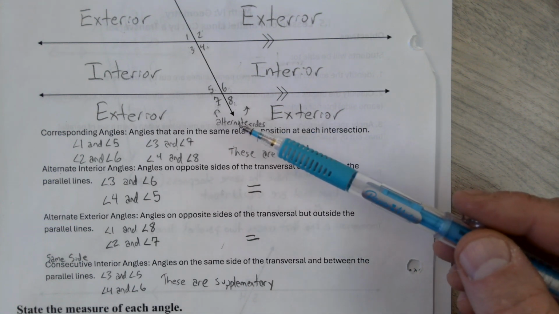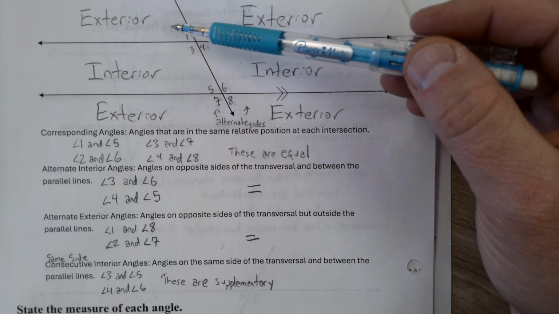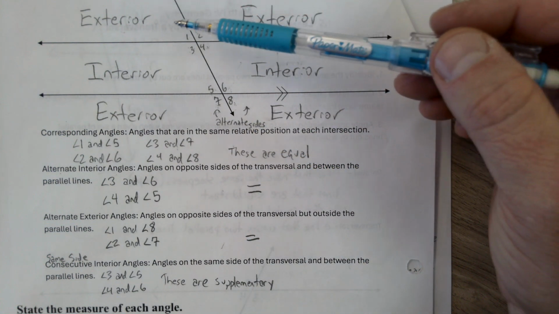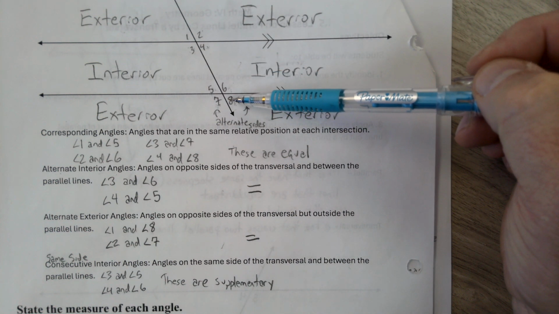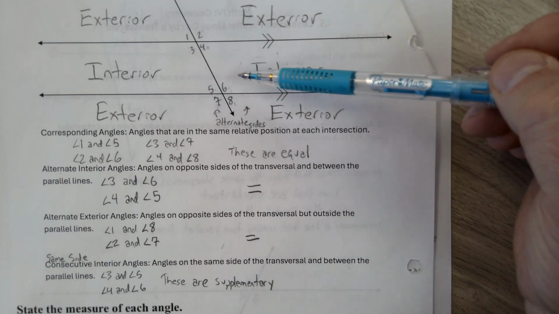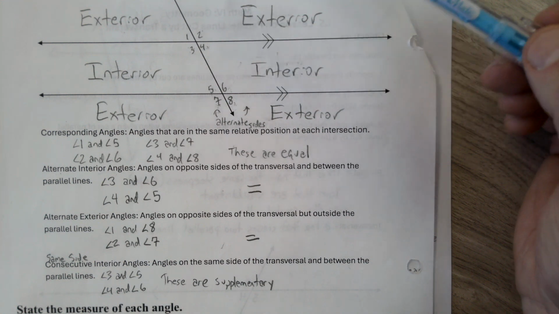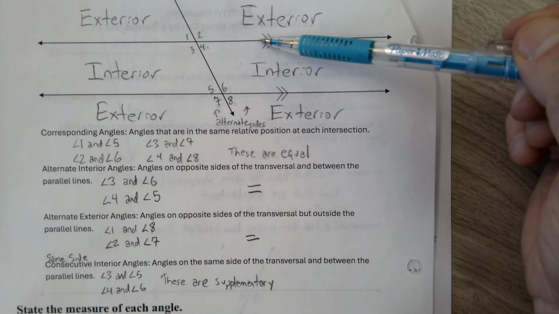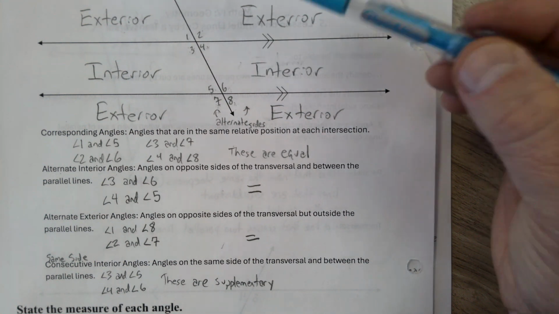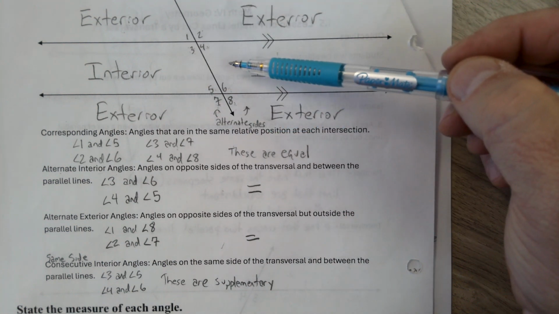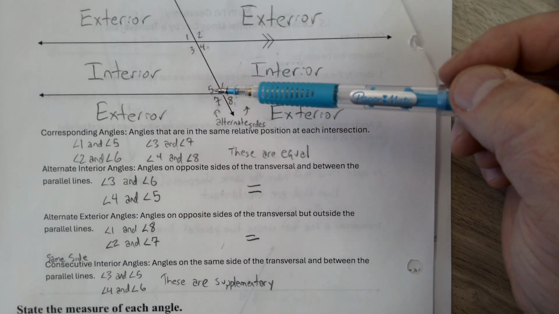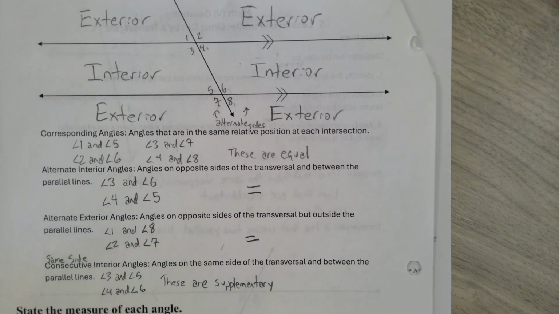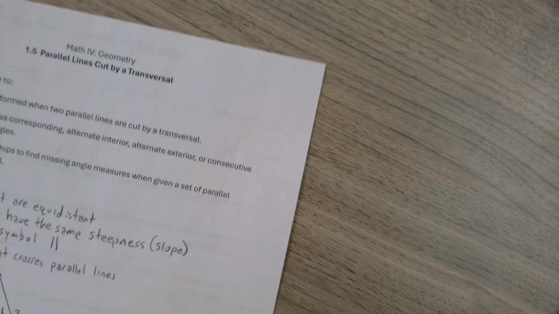But I think it's simpler just to say, hey, all the angles that are acute are going to be the same size, and all the angles that are obtuse are going to be the same size, as long as the lines are parallel. And you can take any acute of these and any obtuse of these and add them together and get 180. So we're going to use that idea on this set of problems at the bottom.